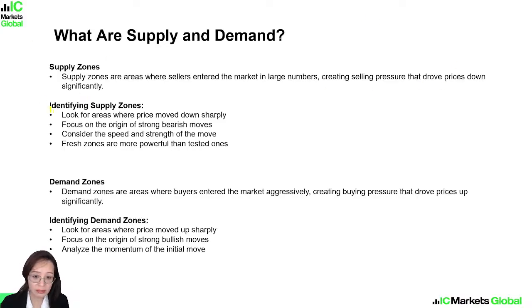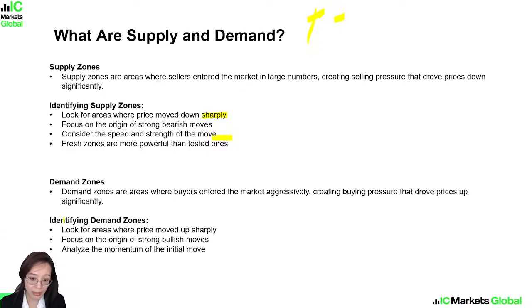To identify the supply zone, you look for the area where price moves down sharply, and you look for the candle that is large and long. Focus on the origin of the strong bearish move, and consider the speed and the strength of the move. Fresh zones are more powerful than tested ones. For resistance, we wait for price to have multiple touches. For supply and demand, we play when it is a fresh zone.